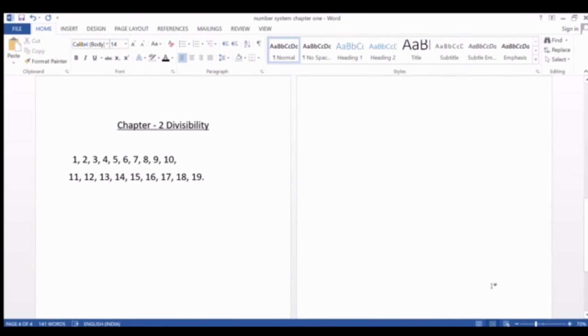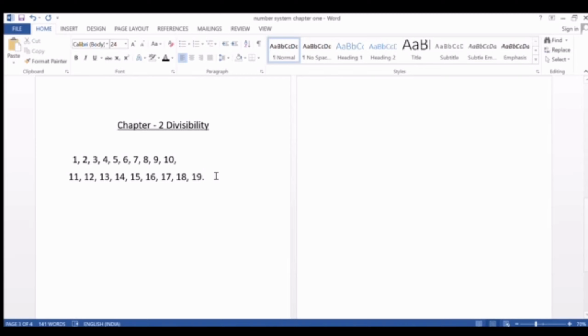I'm going to explain chapter 2 under quantitative aptitude module 1, number system. In my previous video, number system chapter 1, I explained the introduction. First watch that video, then come to understand the divisibility rules. I'm going to explain the basic numbers from 1 to 19, and how the divisibility rule works one by one.